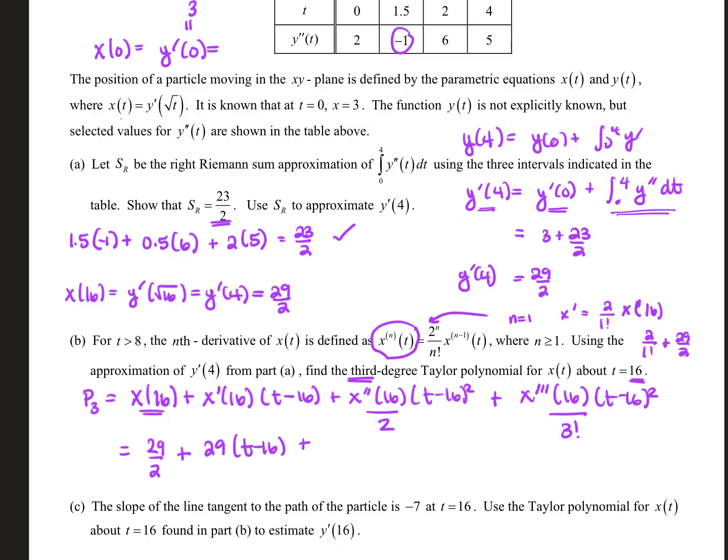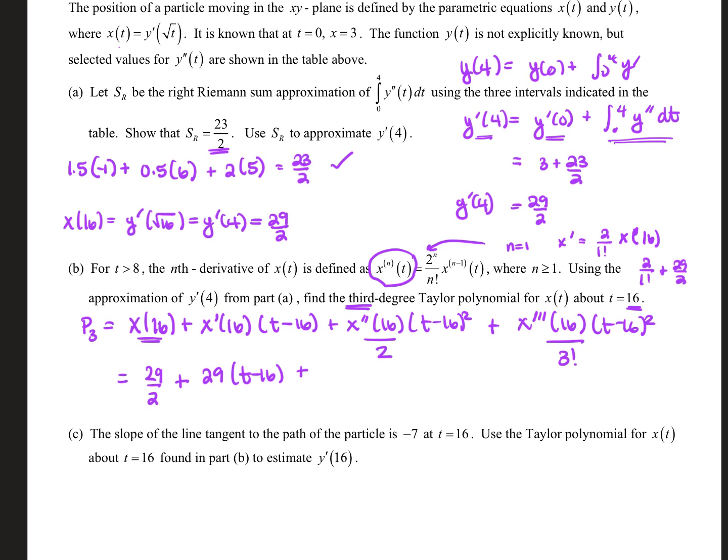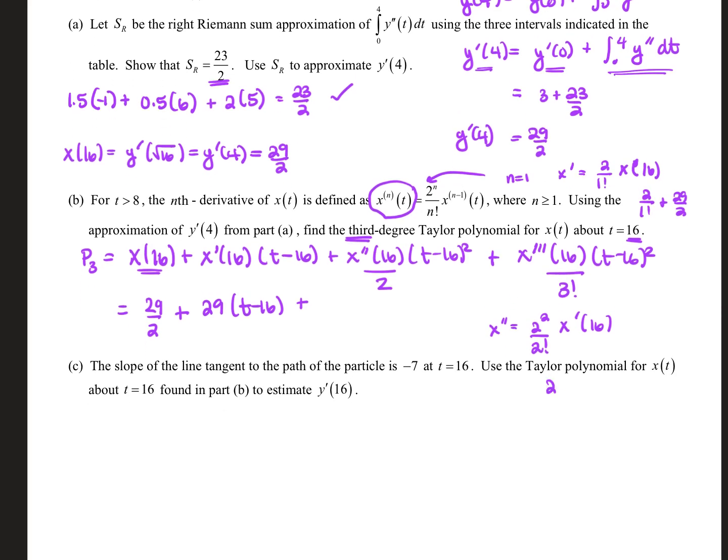And now we do our second derivative. Second derivative is going to be very similar. So we're going to want the second derivative, so n is equal to 2. So x double prime is going to be 2 squared over 2 factorial, and then you're going to do x prime of 16. X prime of 16 is 29, so you're going to have 2 times 29, because 4 squared divided by 2, so it's going to be 58. And this is still over 2 factorial from this one right here.